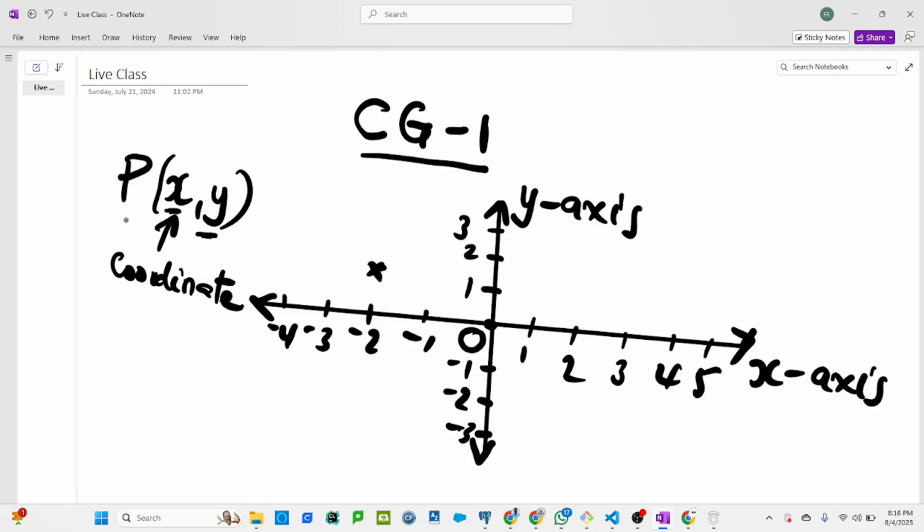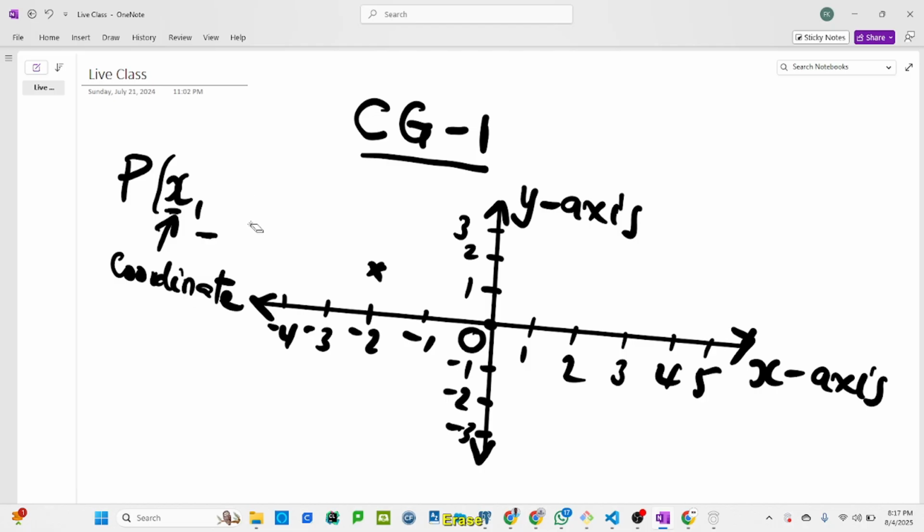So the straight line that you are seeing is the axis. The values that help to locate a particular thing, that's what we call the coordinates. They come together as a coordinate to show where this particular point is. Are we good? Any questions so far? Okay, sure.